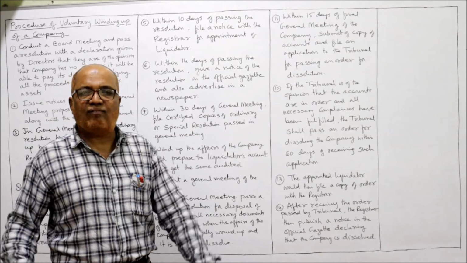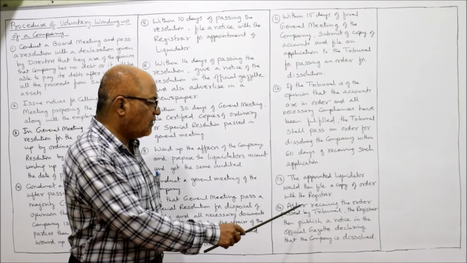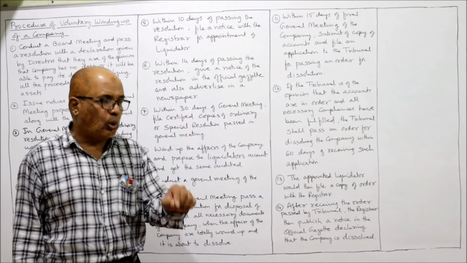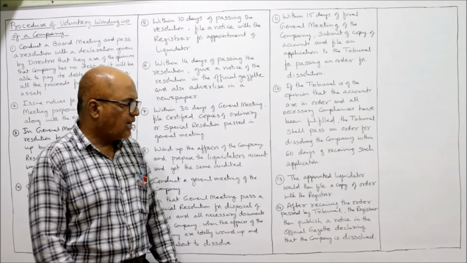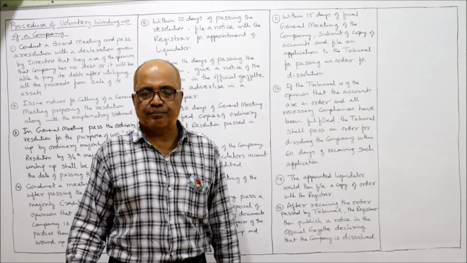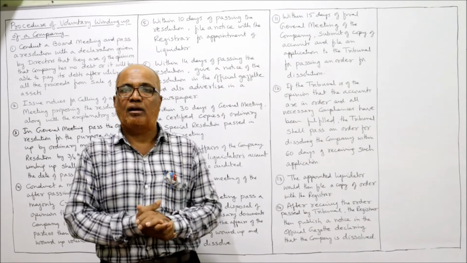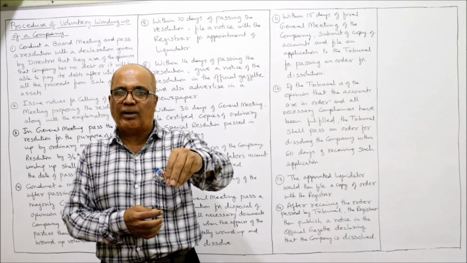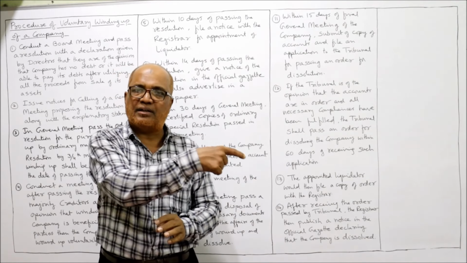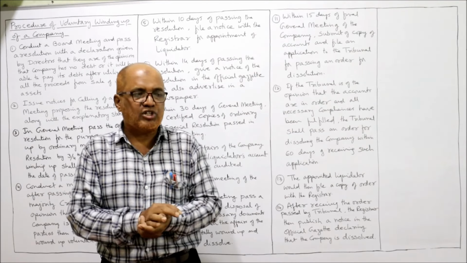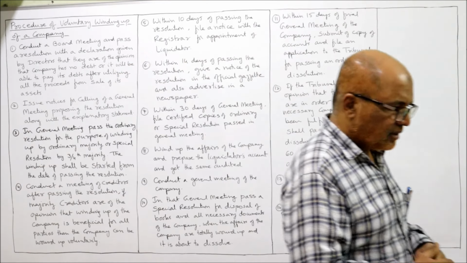The last and final step is, after receiving the order passed by the tribunal, the registrar publishes a notice in the official gazette declaring that the company is dissolved. So after the tribunal has given the order to the liquidator, and the liquidator has submitted the order to the registrar, the registrar will declare in the official gazette that the company is dissolved.